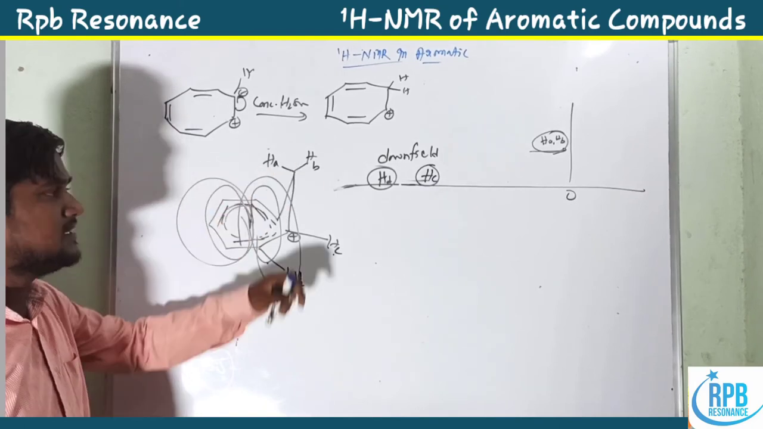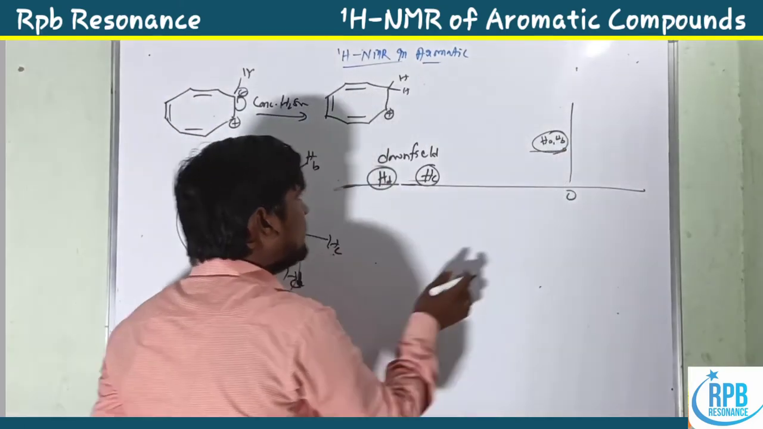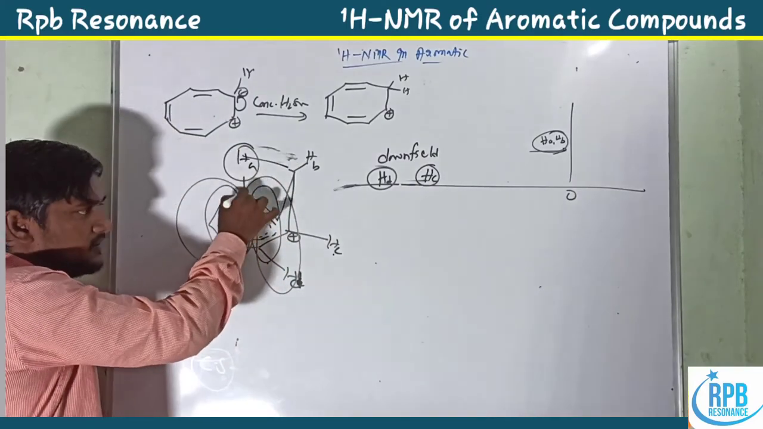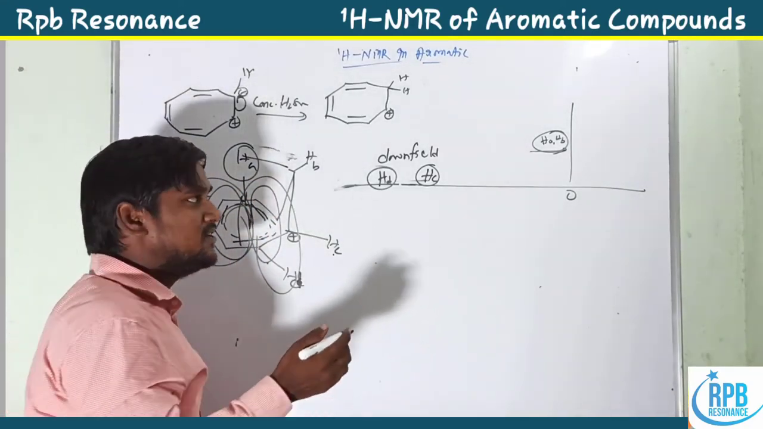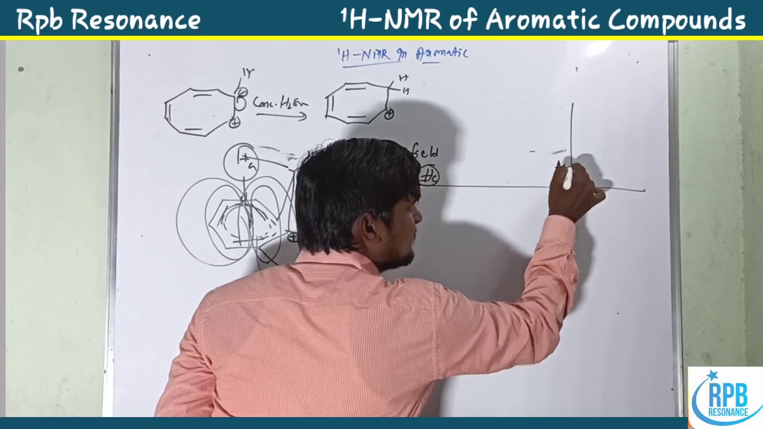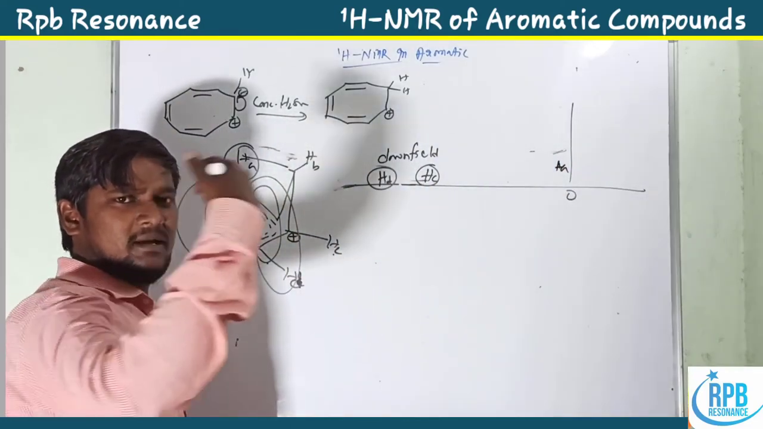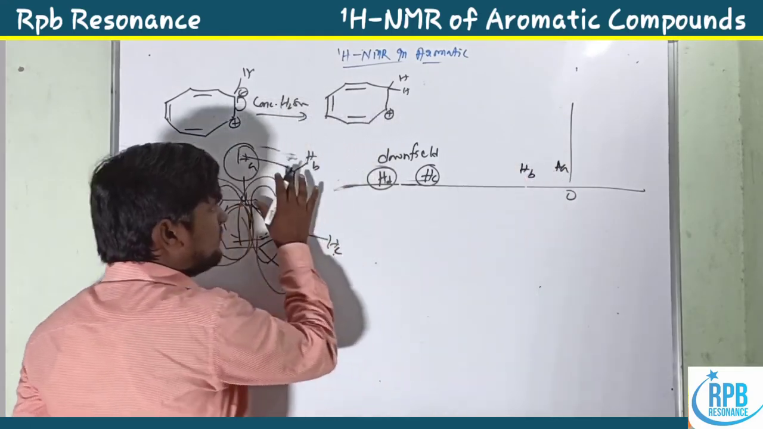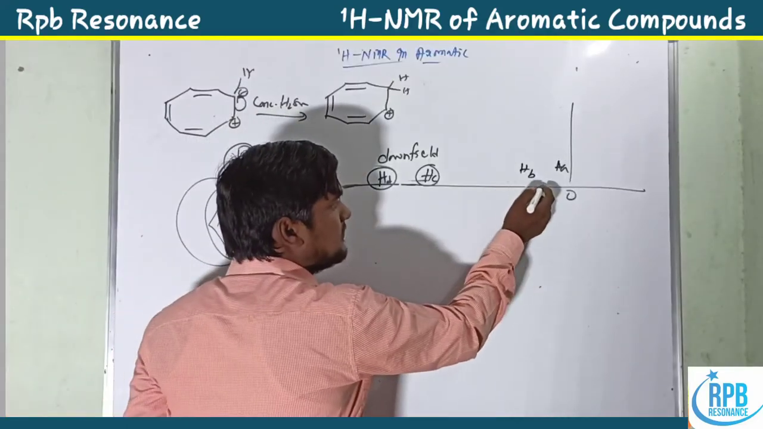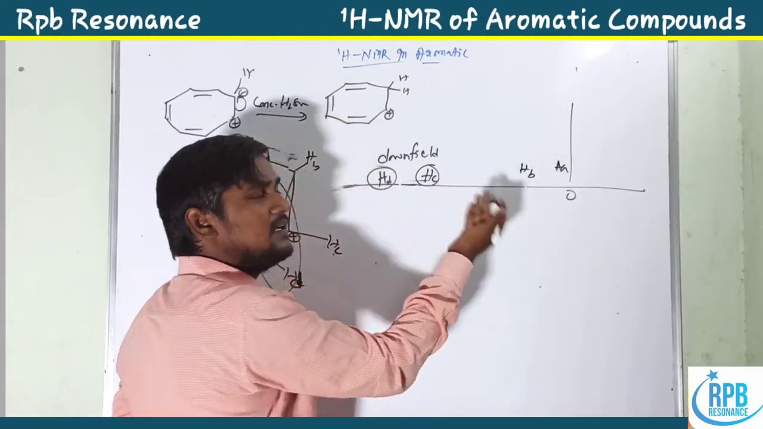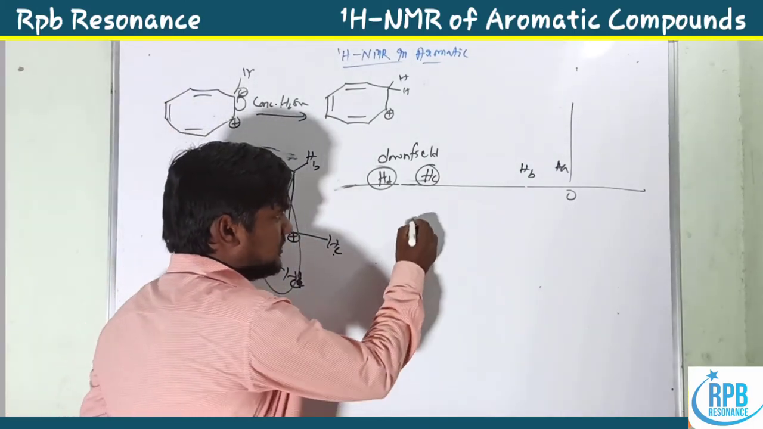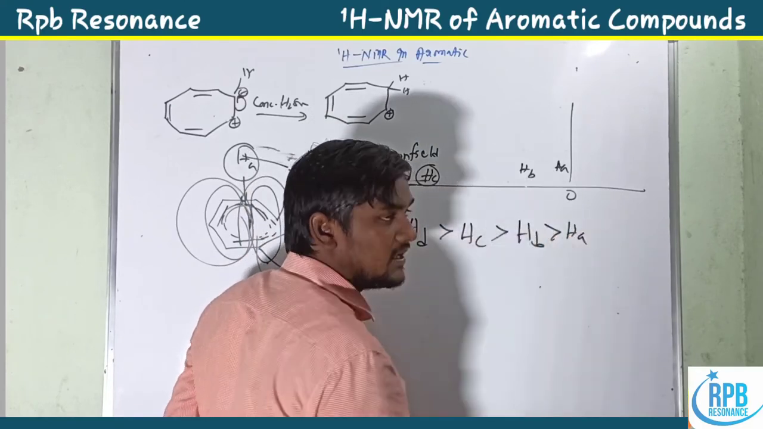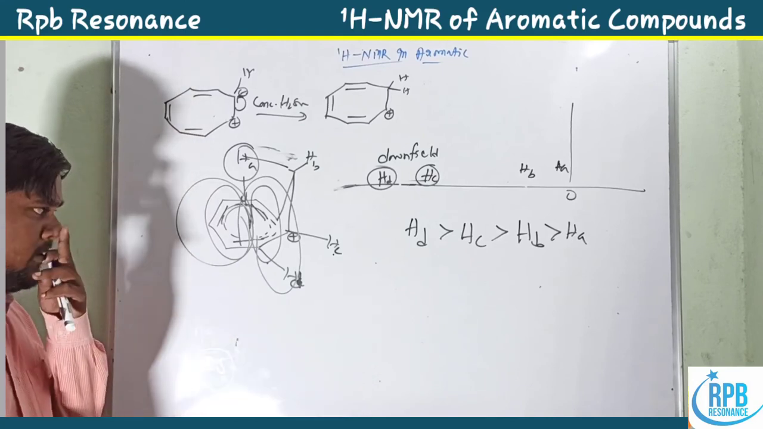Now let us assume the HA and HB values. HA is present inside, almost in the diamagnetic region. Diamagnetic means it is very shielded, so very shielded means it is very close to the TMS. It may be a negative value or a positive value, but very close to the TMS. Now HB is somewhat farther from the diamagnetic region, so it appears somewhat on the left side in the NMR spectrum. So this is the range. That's why the HD proton has the highest chemical shift value, greater than HC, greater than HB, greater than HA. So this is the prediction of proton NMR values in aromatic compounds.